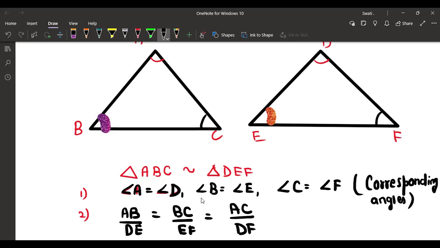Whenever we talk about the ratio, instead of saying equal, we use the word proportional, right? So if these two conditions are satisfied, then you can say the triangles are similar. Otherwise, no. This is just one hint to understand the meaning of similarity. We will be discussing this in detail.